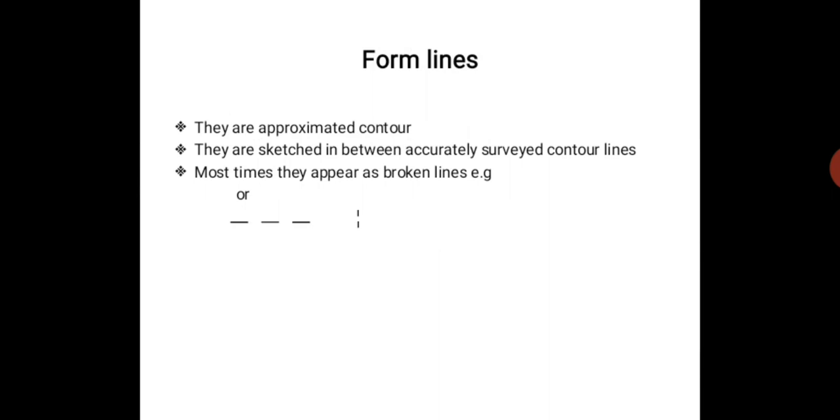Initially, if you have not known, contour lines are lines joining places of equal height on a map. I repeat again, contour lines are lines joining places of equal height on a map. So when you look at an accurately drawn contour line on a map, you see in between it another few lines, contour lines drawn without an interval. That is a form line.